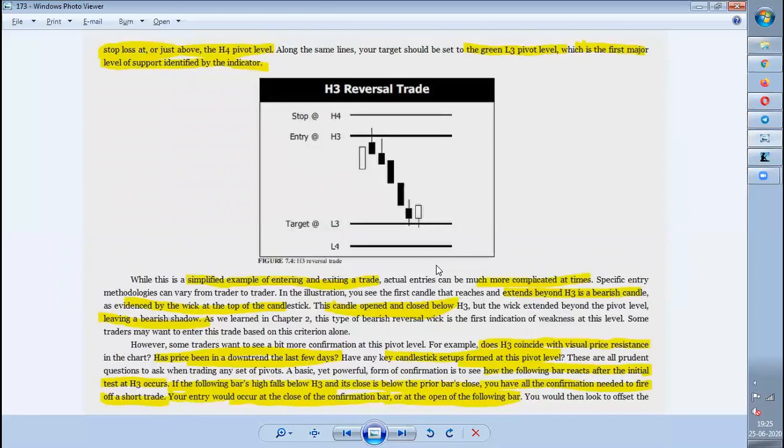And there are some complicated entries also that will be explained in depth in chapter 9. Now if you see the example shown in this picture, this is the candle which gives a reversal at H3. The first candle was a green candle, and then the second candle went even above H3, and then it closed with a wick. That shows the reversal for you, and you can go for the reversal trade on that.